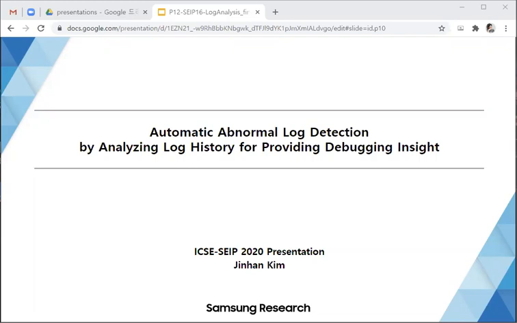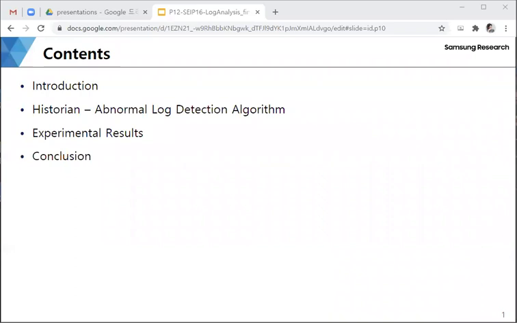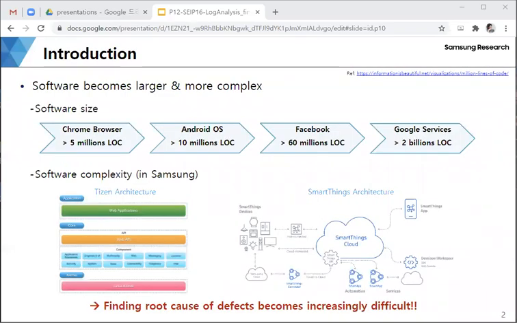In this presentation, I introduce the paper named Automatic Abnormal Log Detection by Analyzing Log History for Providing Debugging Insight. This is the contents of my presentation. First of all, let me explain why we did this research.